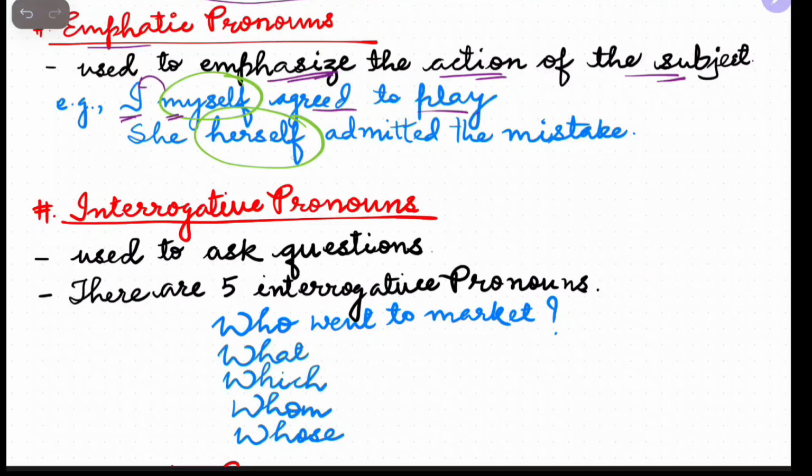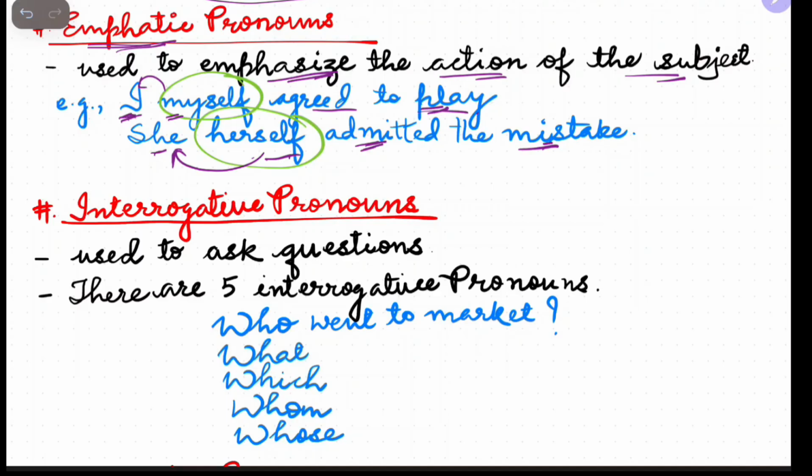And she herself admitted the mistake. You are emphasizing on she, because you are emphasizing on the subject for what action to play here, and herself on she, emphasizing the action of admitting the mistake. That's where both myself and herself here are examples of emphatic pronouns.